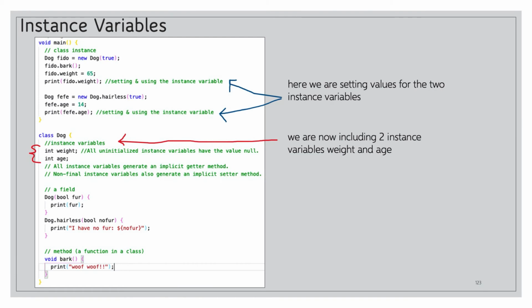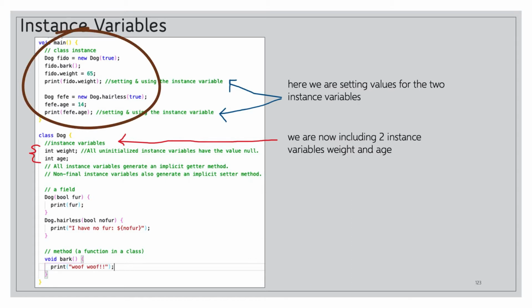Now we introduce you to instance variables, more members of the class. Inside the class, I define int weight and int age. They're known as instance variables. All uninitialized instance variables have a value of null. All instance variables generate an implicit getter method. Non-final instance variables also generate an implicit setter method. All that means is, as long as I don't define them using the final keyword, remember how we did that in a past class, I'm using int here, that means I can also set them.